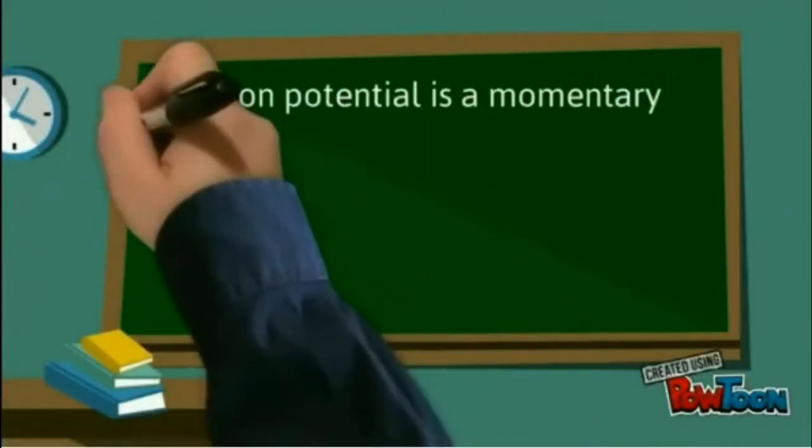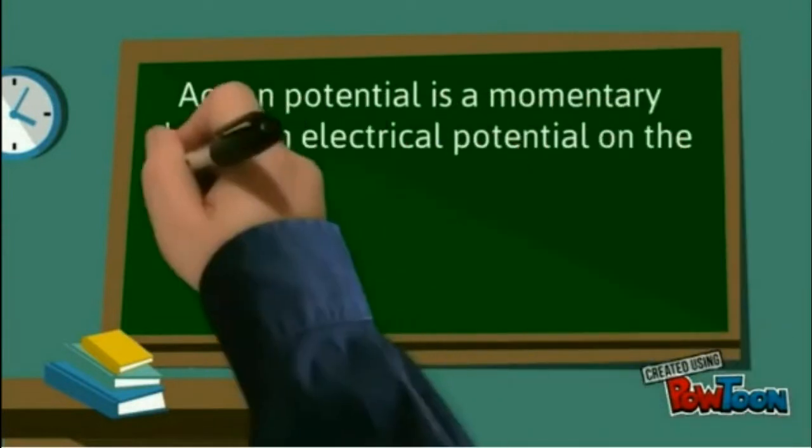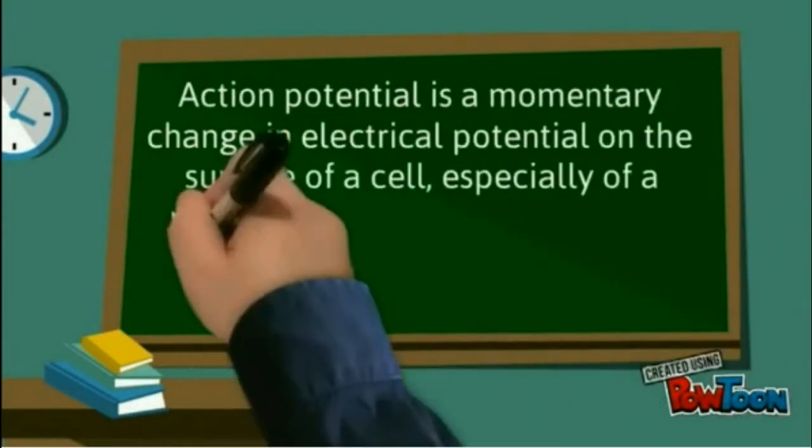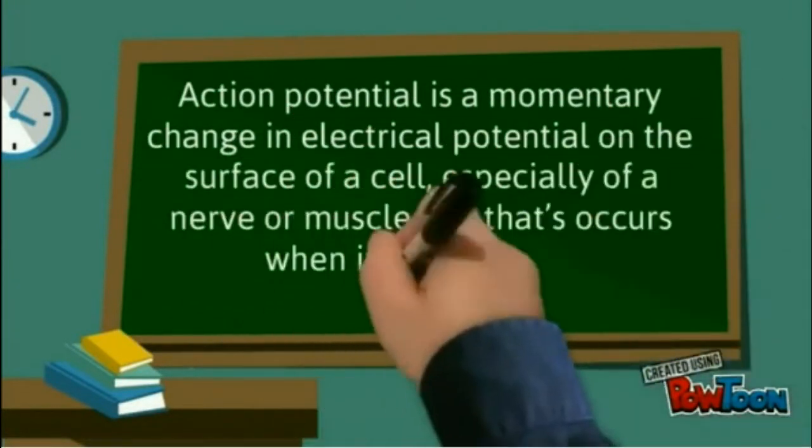Action potential is a momentary change in electrical potential on the surface of a cell, especially of a nerve or muscle cell, that occurs when it is stimulated.